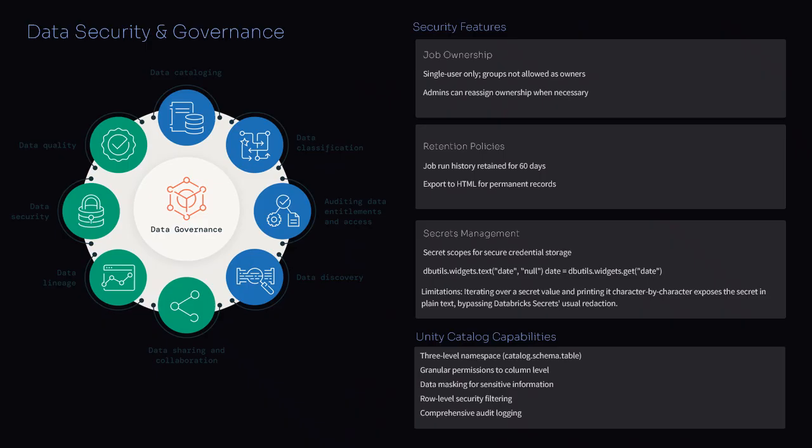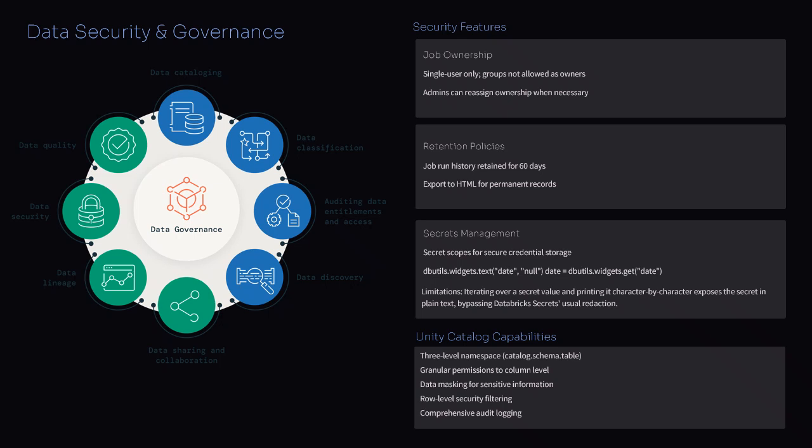Data security and governance components will also be tested. Remember that job ownership is user-specific, groups are not supported, and admins can assign ownership when needed. Job run histories are retained for 60 days with export options for transparency. Always follow best practices to securely manage secrets and credentials.